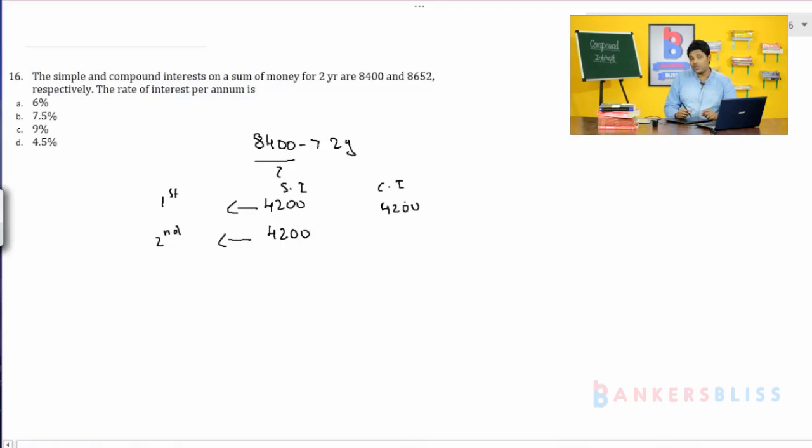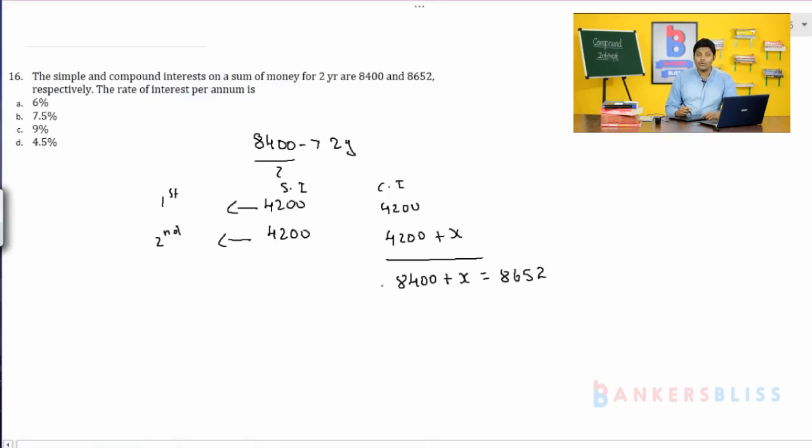If you want to verify, go to the introductory video. There you can notice that the interest amount for the first year under simple interest and compound interest will be the same. After 2 years, for the second year also you get 4,200 plus an extra amount. So altogether, 8,400 plus the extra amount, which comes to 8652.